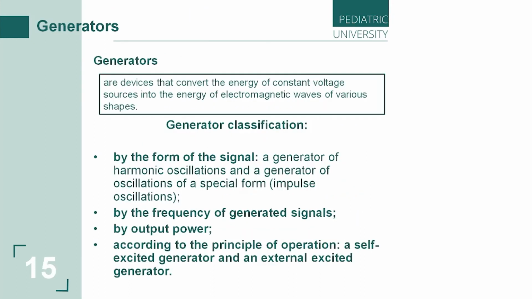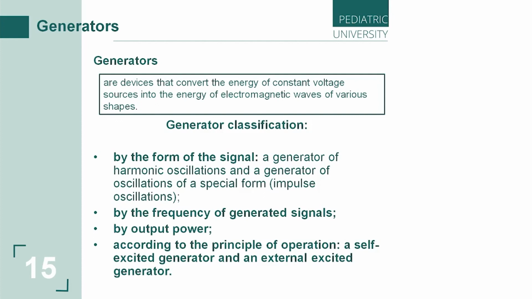So, having discussed the initial participants in the scheme for picking up, processing and transmitting biomedical, biological, physiological information, we should not forget that, in essence, a large group of medical devices used in medicine are generators of various electromagnetic oscillations. What about generators? Generators are special devices that convert the energy of constant voltage sources into the energy of electromagnetic waves of various shapes. Consider the classification of generators, which we can use in medicine and in other fields.